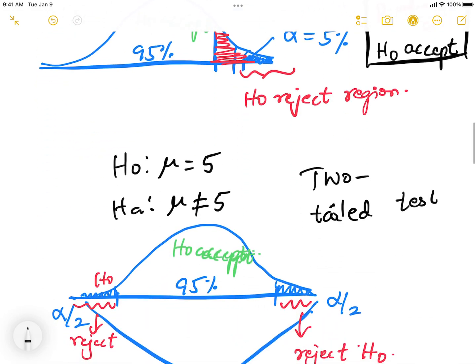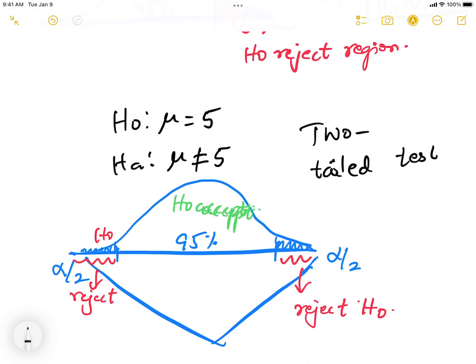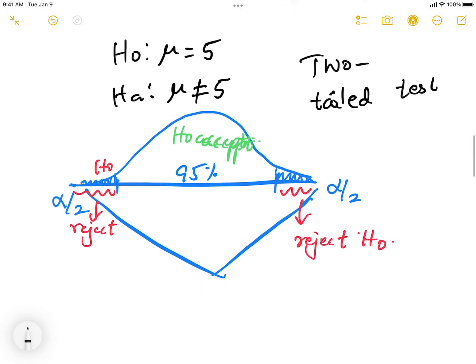Then the last case is when we are just saying that mu is different than 5. We are not saying whether it's less than 5 or greater than 5. We are just saying that mu is not equal to 5. We form the H0 as mu equal to 5. This is called a two-tail test. Notice that in a two-tail test, this 95% lies in the center. The alpha is the same, 5%, but we have to break it down: half of the alpha will go here, half of the alpha will go here. So we have alpha over 2, alpha over 2. We have the H0 accept region, and then the H0 reject regions here and here.